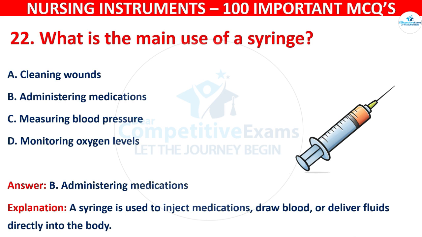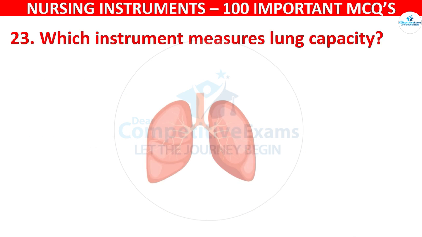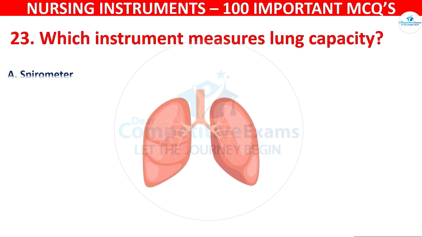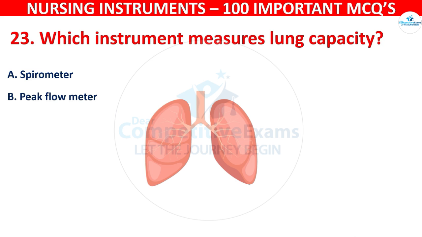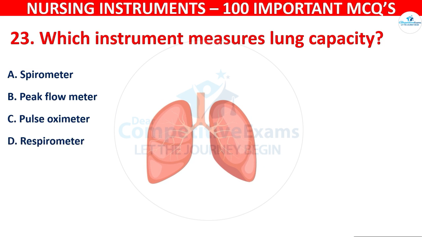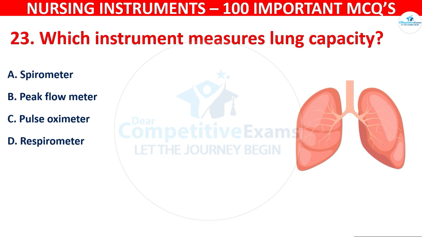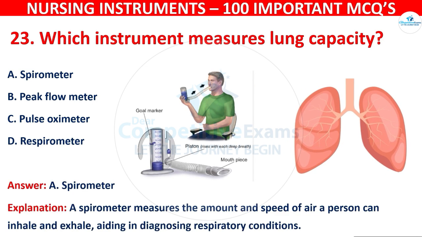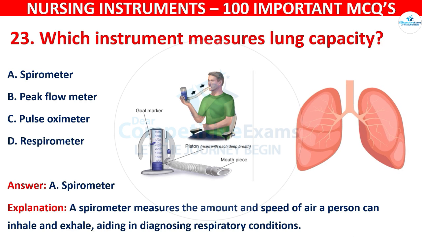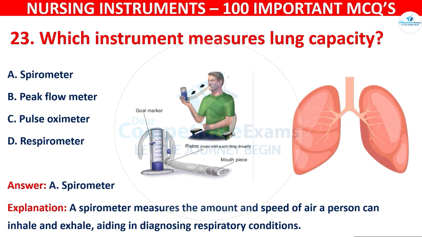Question number 23. Which instrument measures lung capacity? Your options are spirometer, peak flow meter, pulse oximeter, or respirometer. The correct answer is A, that is spirometer. A spirometer measures the amount and speed of air a person can inhale and exhale, aiding in diagnosing respiratory conditions.